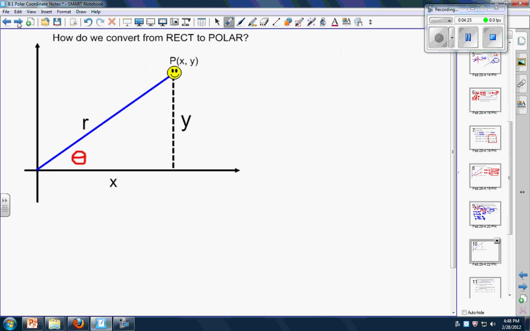Now, we want to go rectangular to polar. So using the rectangular stuff, how can we relate some polar things around there? The only thing I have is an x, y, r, and a theta. Okay, so I'm going to do this.